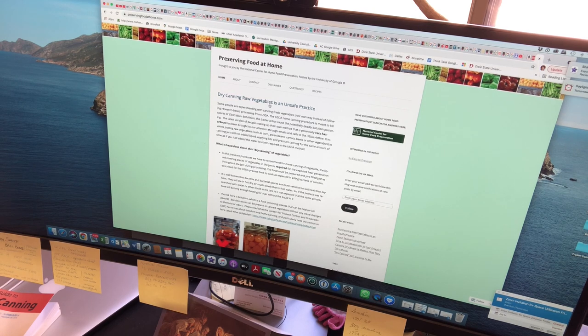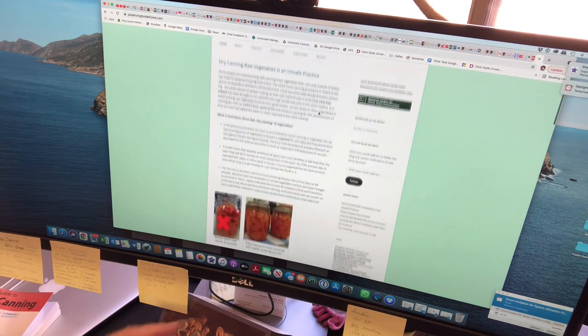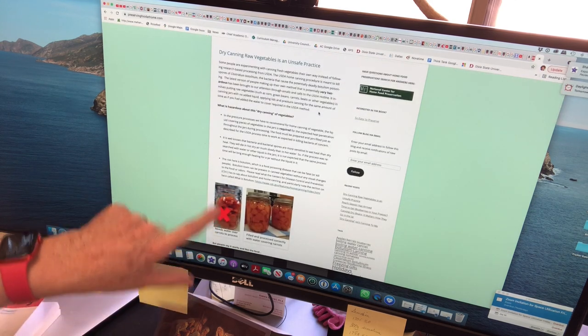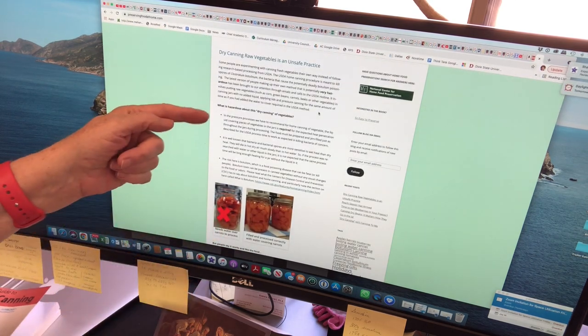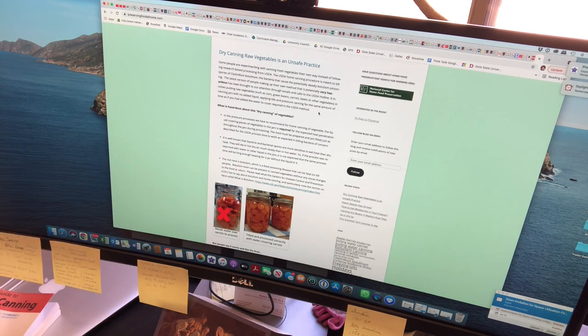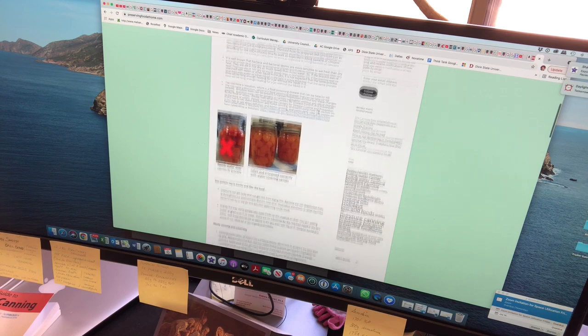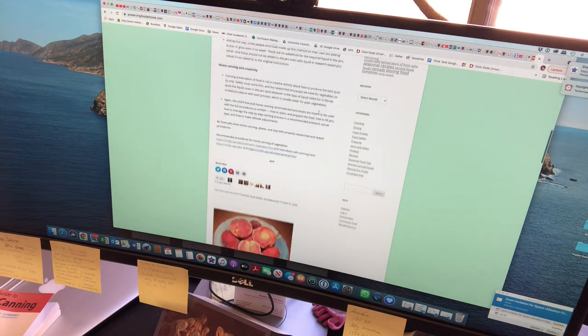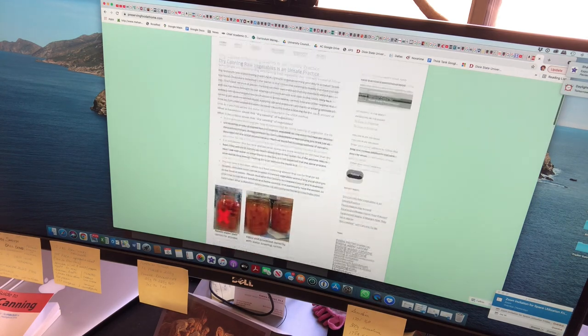Dry canning raw vegetables is an unsafe practice. If you have been on the internet, you know that there are some people that say, put your potato chunks in a jar, but don't add any water, and just pressure can them like you were canning regularly. They have a picture of quarts right here with no water. And so they talk right here about why it is very dangerous to do that, either with vegetables, and I can also add for meat as well. So that's a nice little article that you can read.